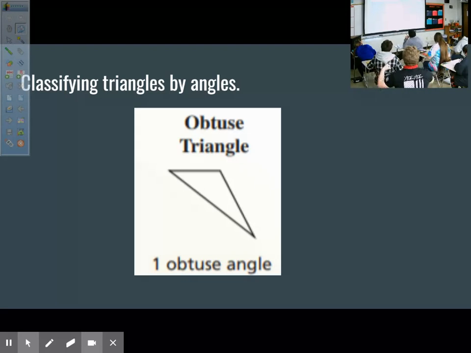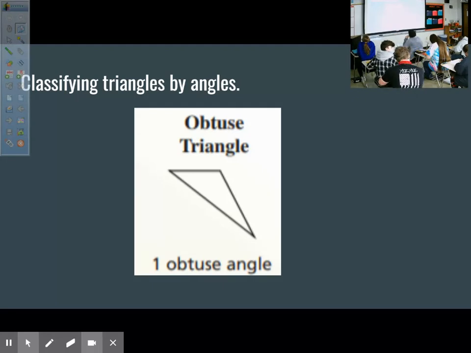Now, your book is wanting you to actually measure it with a protractor. I'm not going to have you do that because we can just pretty much look at it and see if it's less than 90 or greater than 90. If it's 90, it's going to be marked.